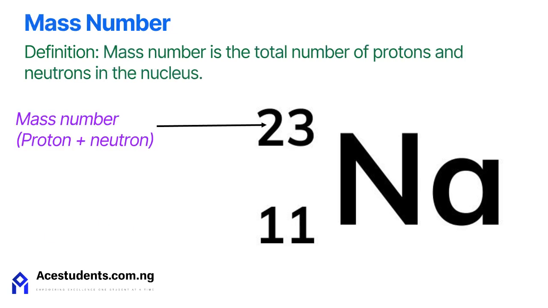The mass number, also called the nuclear number, is the total number of protons and neutrons in the nucleus. For example, a carbon atom has 6 protons and 6 neutrons, giving a mass number of 12. Note: do not confuse mass number with atomic number. Mass number counts both protons and neutrons, while atomic number is just the protons.